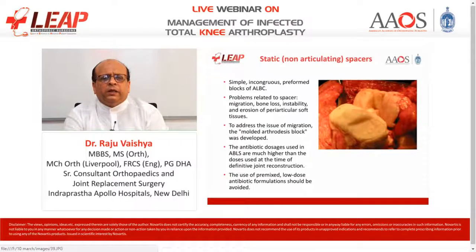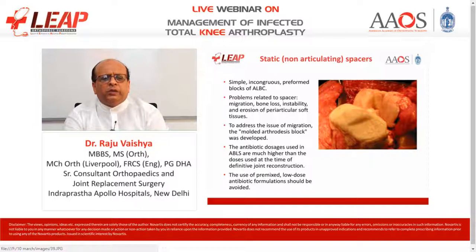The static, that is non-articulating spacers, are simple, incongruous, preformed blocks of antibiotic-loaded bone cement. The problems related to these spacers, however, include migration, bone loss, instability, erosion of periarticular soft tissues, and to address the issue of migration, the molded arthrodesis block was developed.